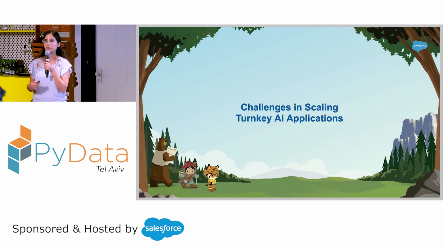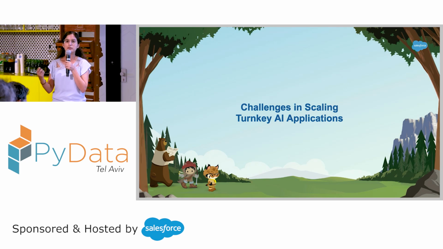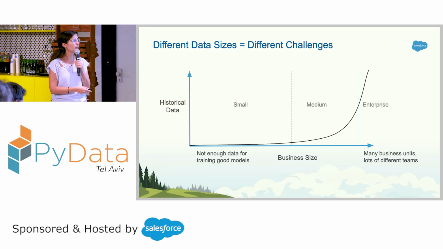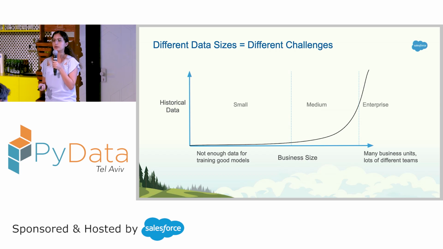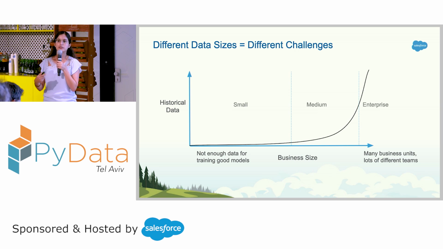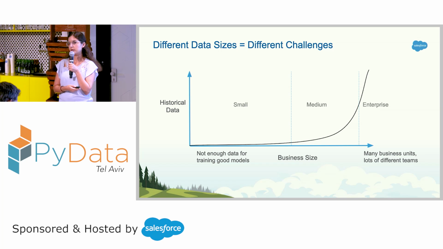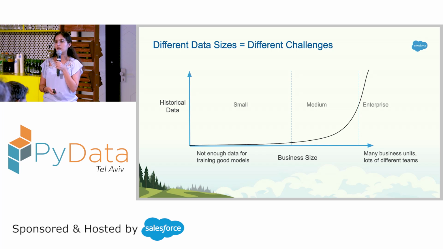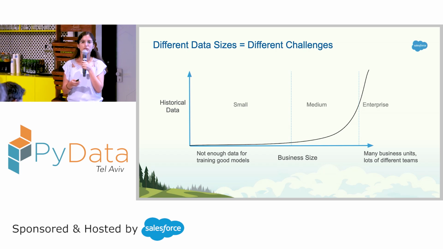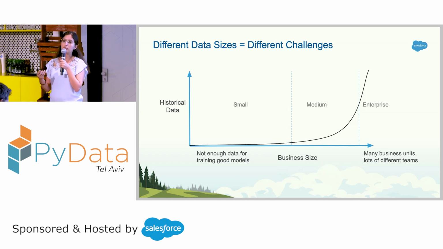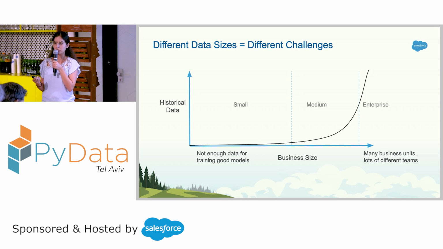So what kind of challenges are we dealing with in scaling turnkey AI applications? There are many challenges. I'll only mention a few. First of all, we have many different customers, small, medium, and large enterprise customers, and this introduces different challenges. From an engineering perspective, it might be easier to start with small customers because they don't have much data, so the data fits into memory. There aren't many performance or memory usage concerns. But from an AI perspective, they might not have enough data to train good models.